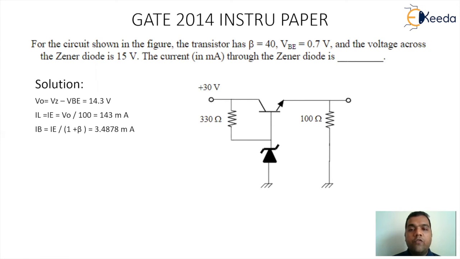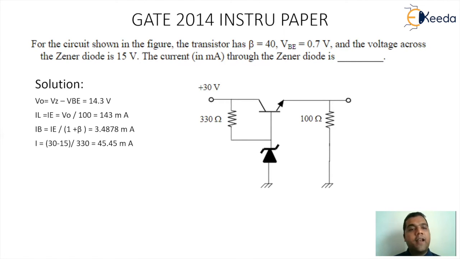Now we know the Zener voltage as 15 and the supply voltage as 30. We can find the current I flowing through the 330 ohm resistor, which will be 30 minus 15 by 330. So the value is 45.45 milliampere. Now the current I flowing through 330 will be splitting into two parts. First is the Zener current and second is the base current. We know the value of base current as 3.4878 milliampere.